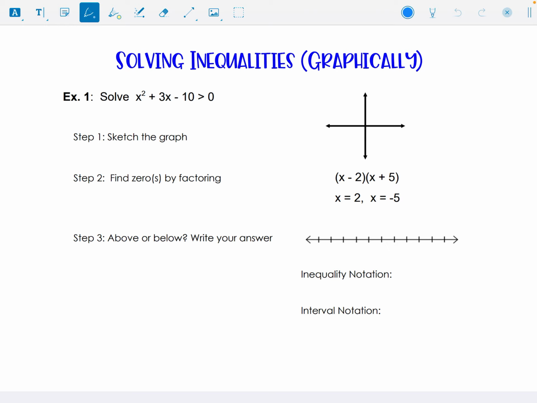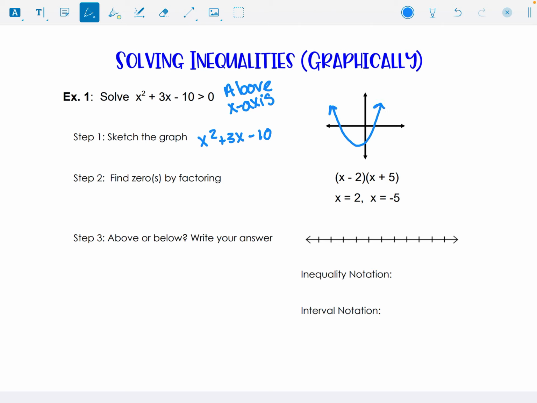Okay, so let's go through an example here. You're solving the inequality x squared plus 3x minus 10 is greater than 0. So I'm just going to make a little note. Greater than means I am looking above. And since they said 0, I'm specifically looking above the x-axis. So I need to sketch a graph. I'd get out my calculator, and all that you're putting in the calculator is x squared plus 3x minus 10, so that you can see what the parabola looks like. Okay, so it looks something like that.